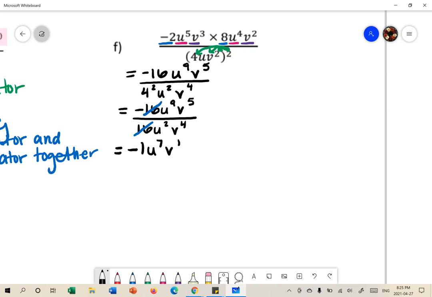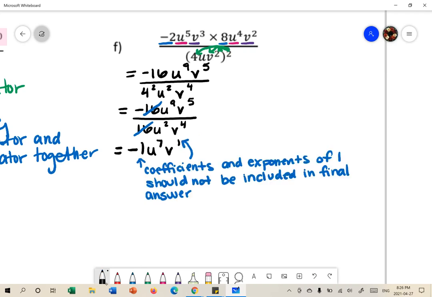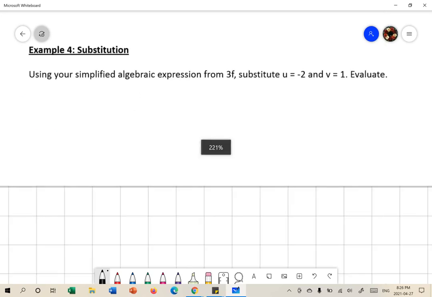We're almost done. We're just going to simplify this a little bit further. Remember, when your coefficient is 1, you do not need to include it. And when you have an exponent of 1, you do not need to include it. So I can simplify this to negative U to the power of 7 V. And that's it.